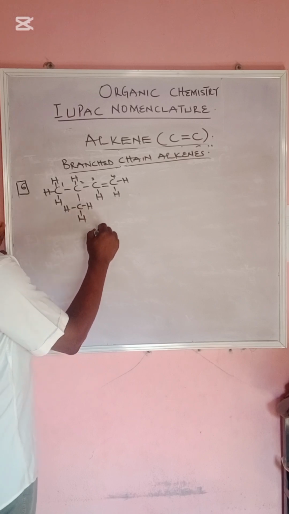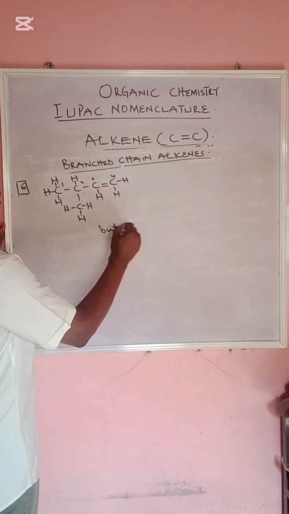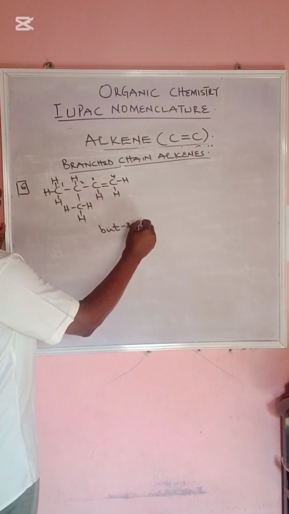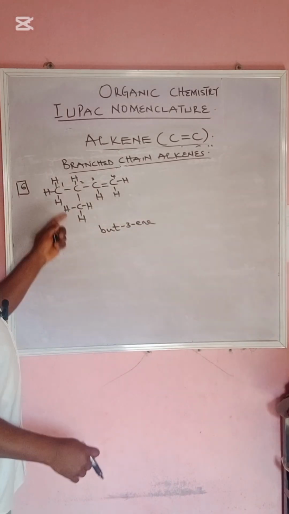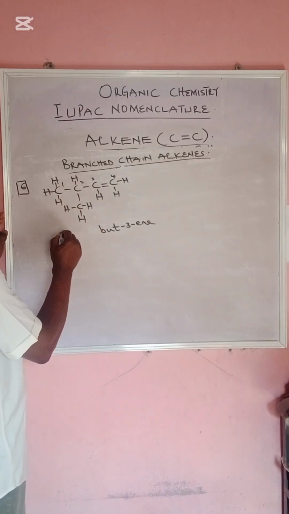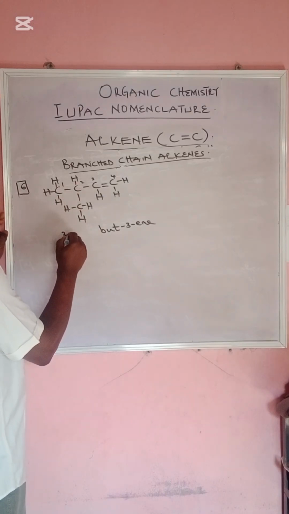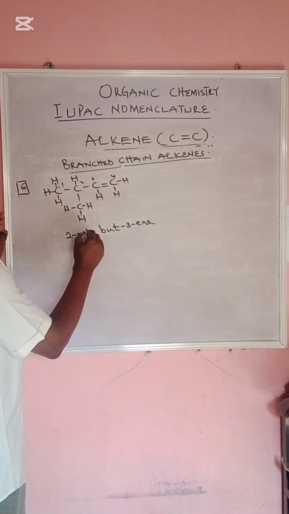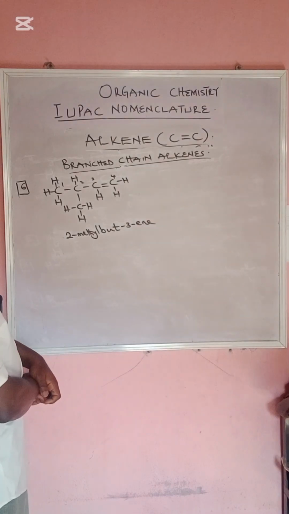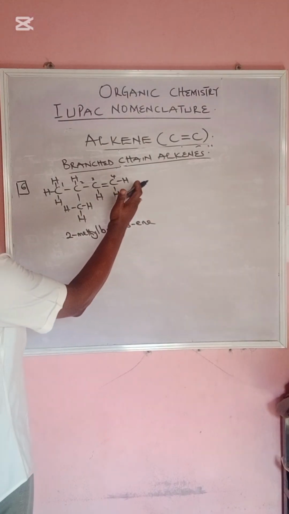So it's but-. And the double bond is between 3 and 4, so I will take 3: but-3-ene. The methyl is attached to carbon 2, so I will say 2-methylbut-3-ene. So let me count from right to left.